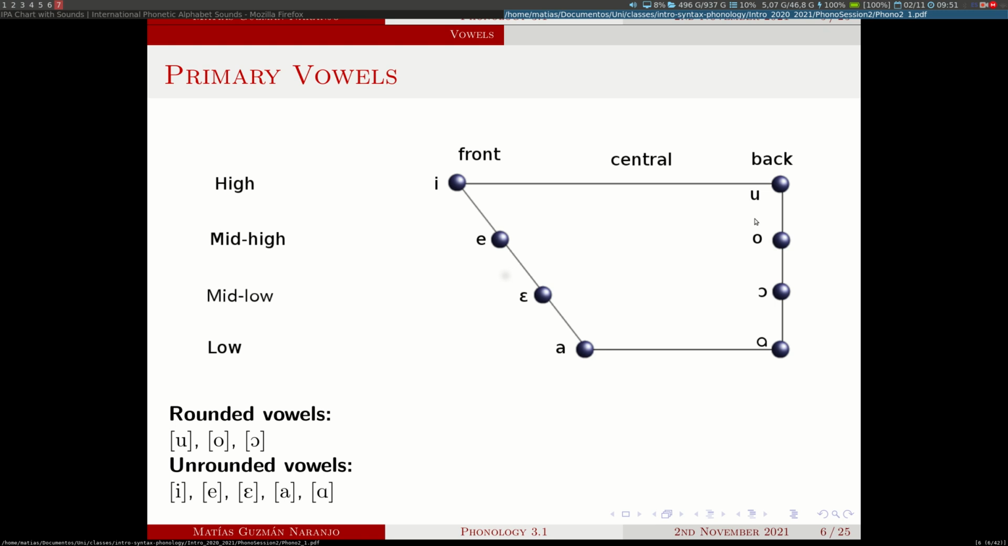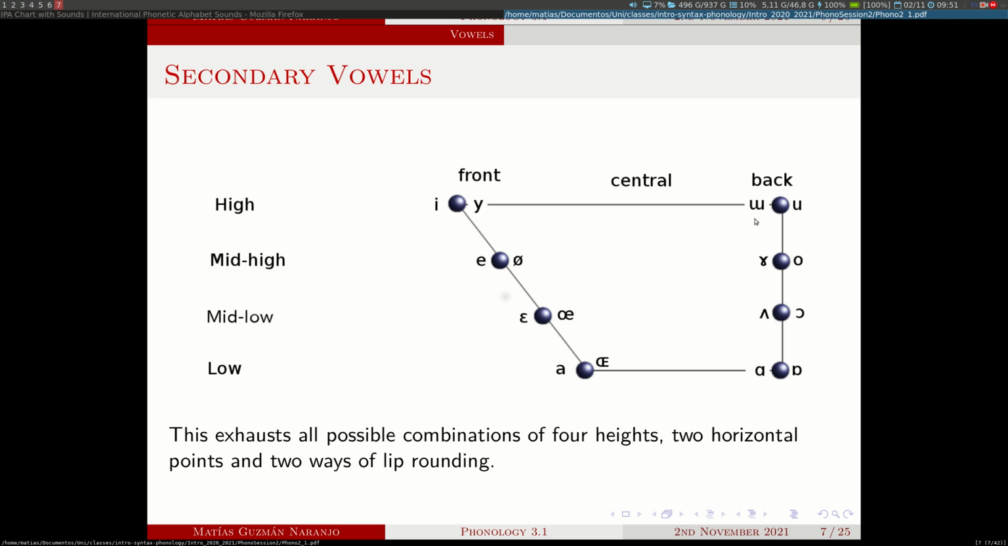Now, that doesn't mean that these are all the vowels. For each rounded vowel, we have an unrounded one. Here you see a fuller picture. So these are the unrounded ones to the left, and to the right we represent the rounded version of it. And the same for the back vowels.